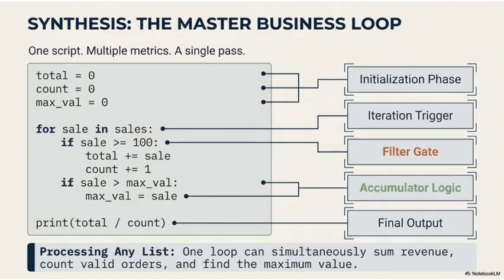Now, when a new record is set, the final output computes the average with print total divided by count. 1 script, 1 pass through the data, 4 simultaneous metrics. This is the architecture of every professional data processing script. The pattern scales to any data size and can be adopted and adapted for any business rule by changing the filter condition and the accumulator logic.